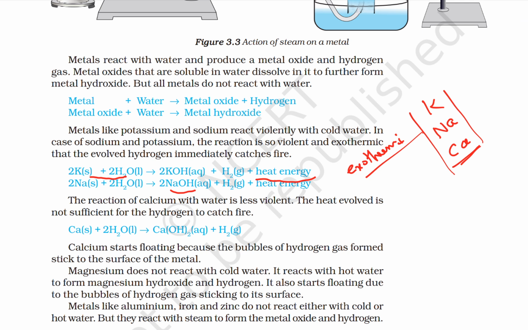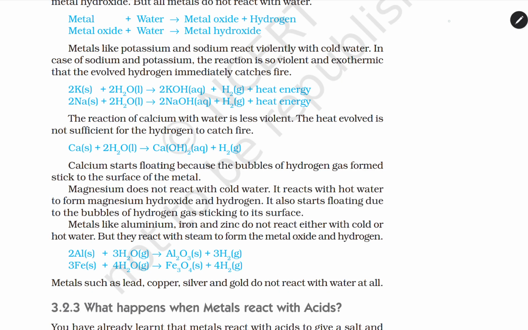And what about calcium? Calcium in solid form reacts with water, forming calcium hydroxide, and hydrogen gas is released. It reacts less violently, forming a milky solution due to calcium hydroxide. Another observation is the reaction of potassium and sodium. This reaction is so violent and exothermic that the evolved hydrogen immediately catches fire.